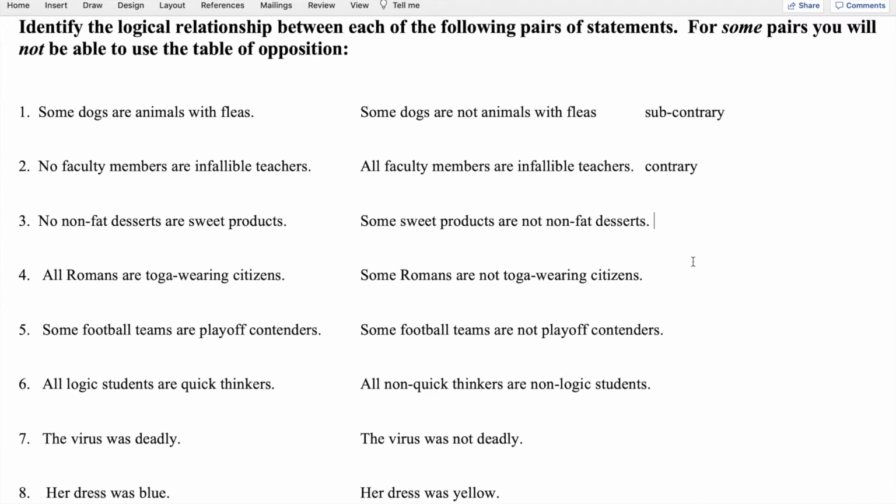But still, we know we start with a universal negative, and we could convert that statement. And if we did, we would have no sweet products are non-fat desserts. And then we have the particular negative with the same subject and predicate term: some sweet products are not non-fat desserts. And so in this case, we have implication because the universal negative implies the truth of the particular negative with the same subject and predicate terms. You just have to convert the first statement to put those subject and predicate terms in the same place.